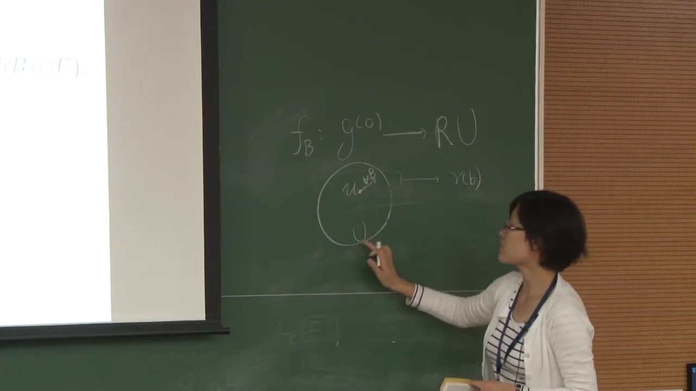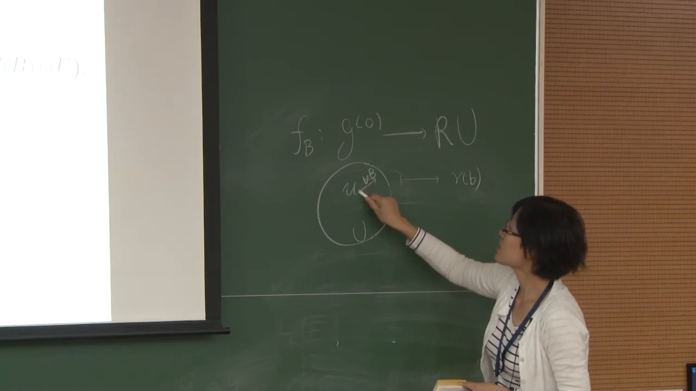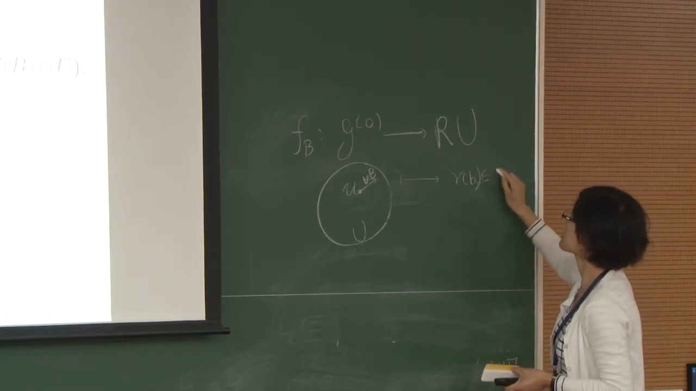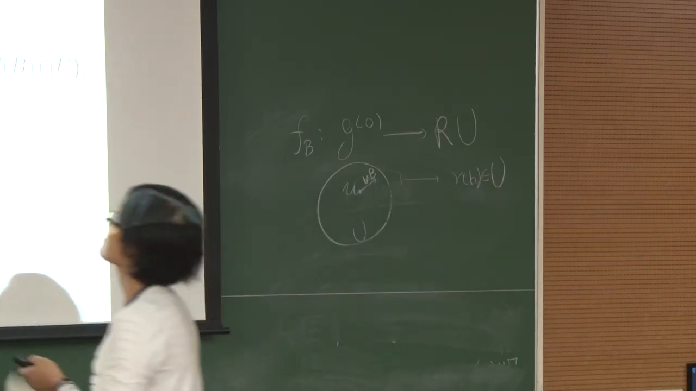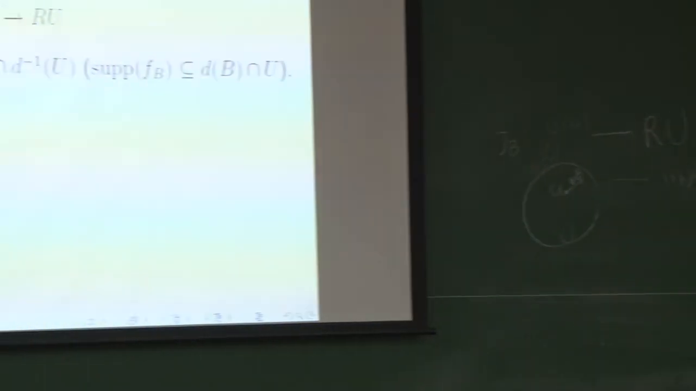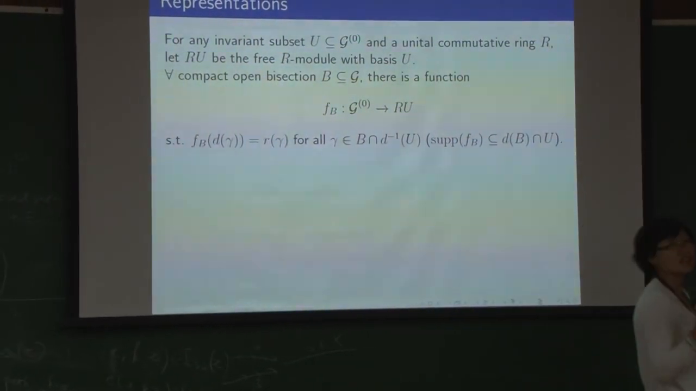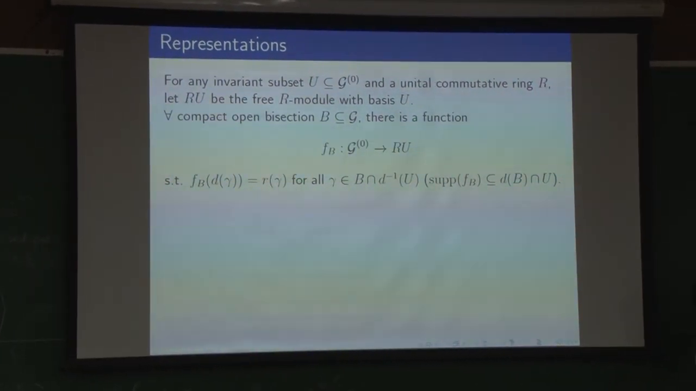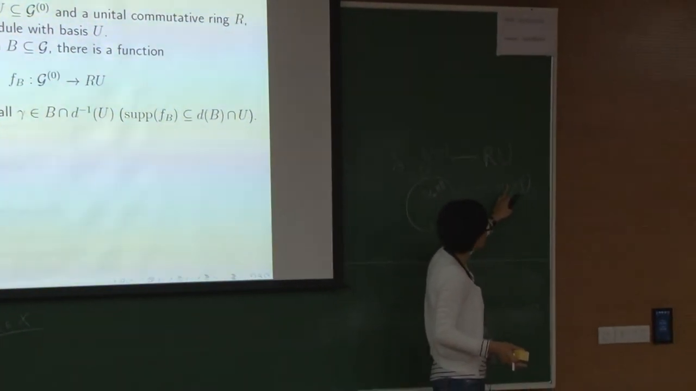Because our U is invariant, and the source of b is contained in U, the range must be in U. So this is the function at B. The function is well defined because B is a bisection. For u, there exists only one b in the compact open bisection B, so we can just send it to the range.